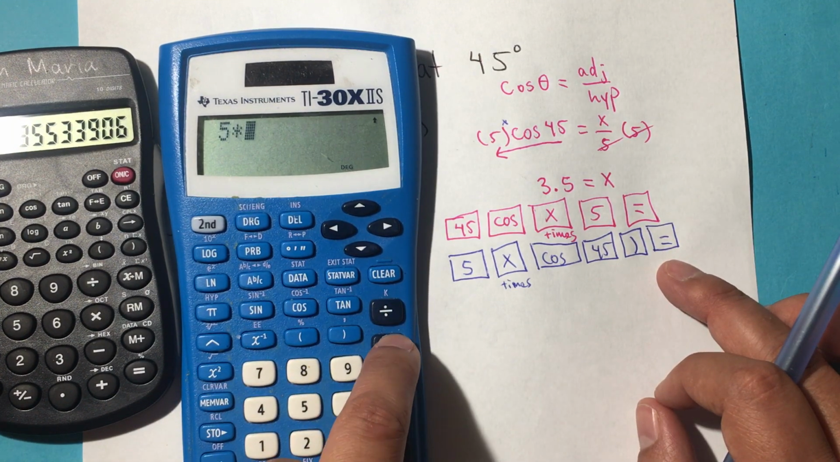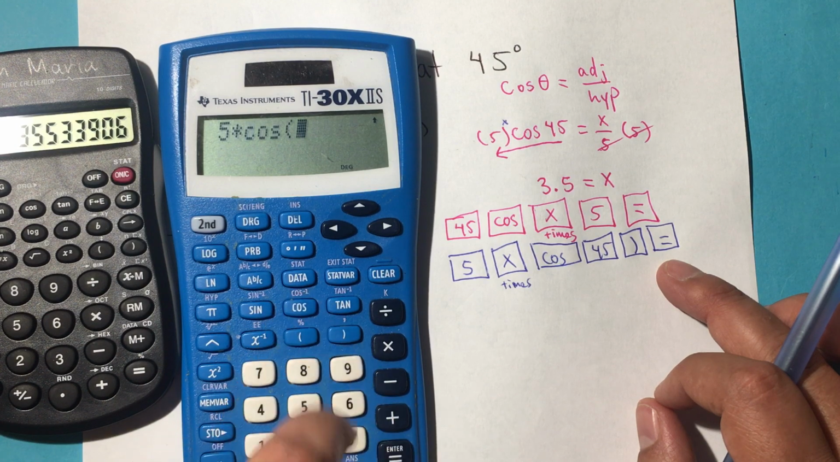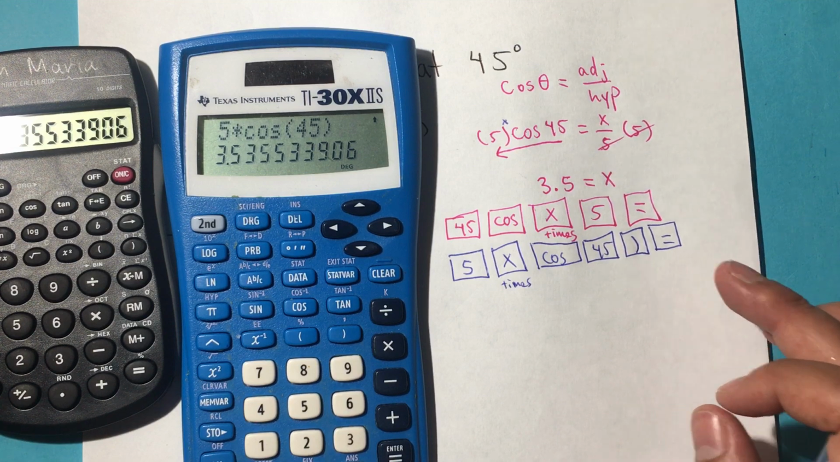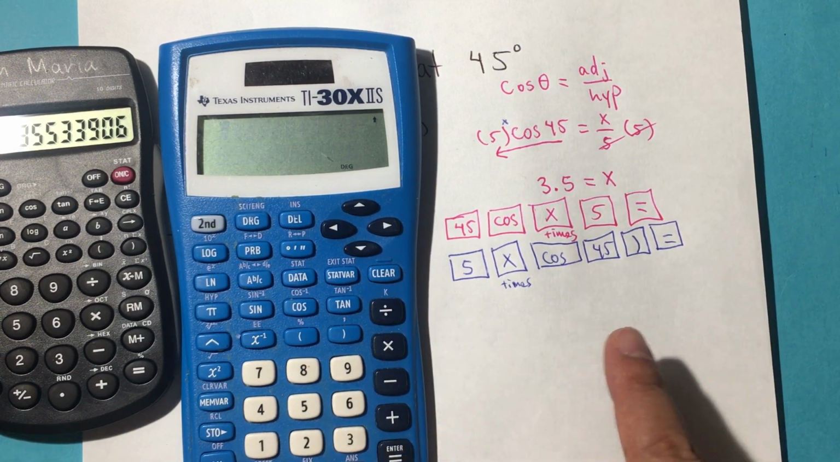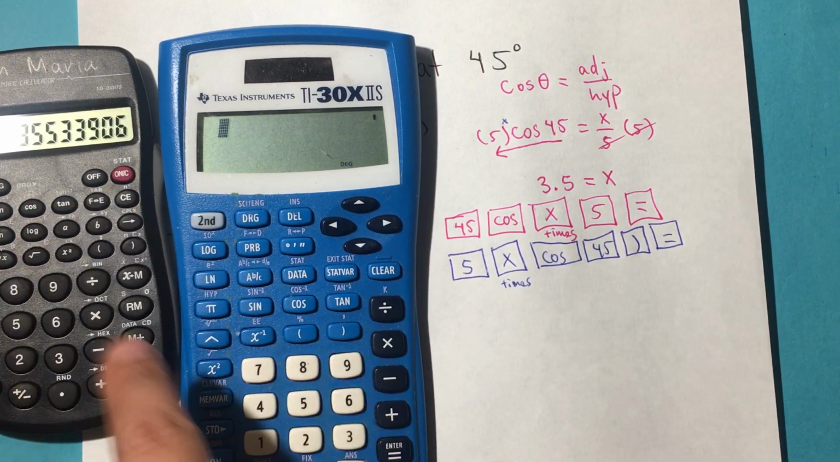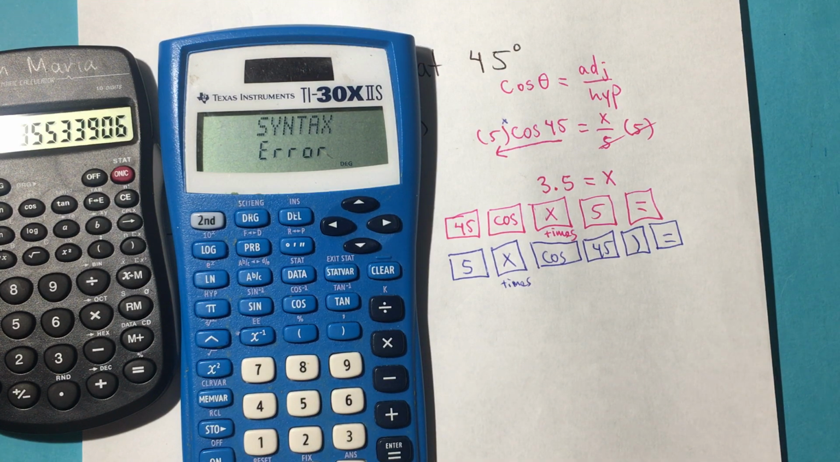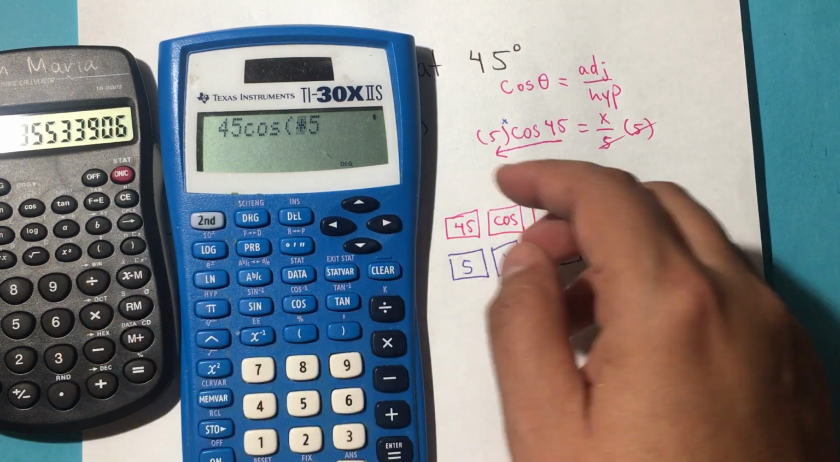It's 5 times cosine is right here. See how it opens a parenthesis? 45, you close the parenthesis and press equal. And see, 3.5. Now, if I did it the other way, like I did it in this one, 45 cosine times 5 equals, it's just error. Okay, and the same for the other one.